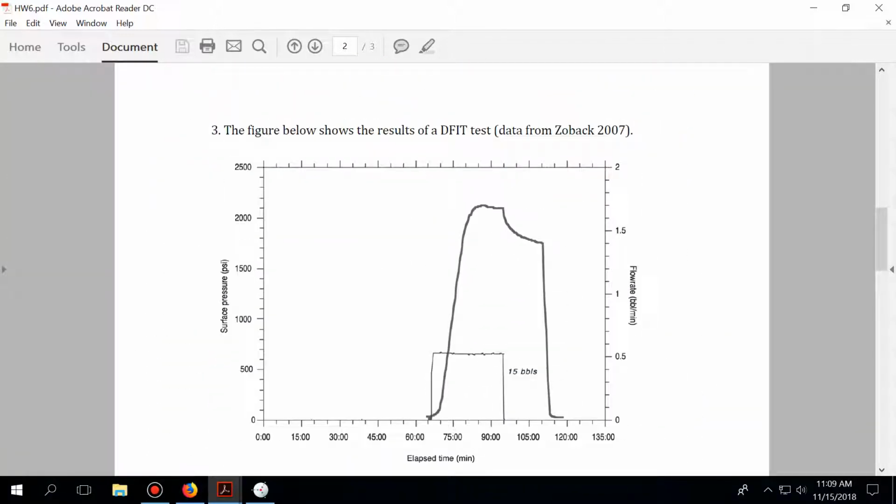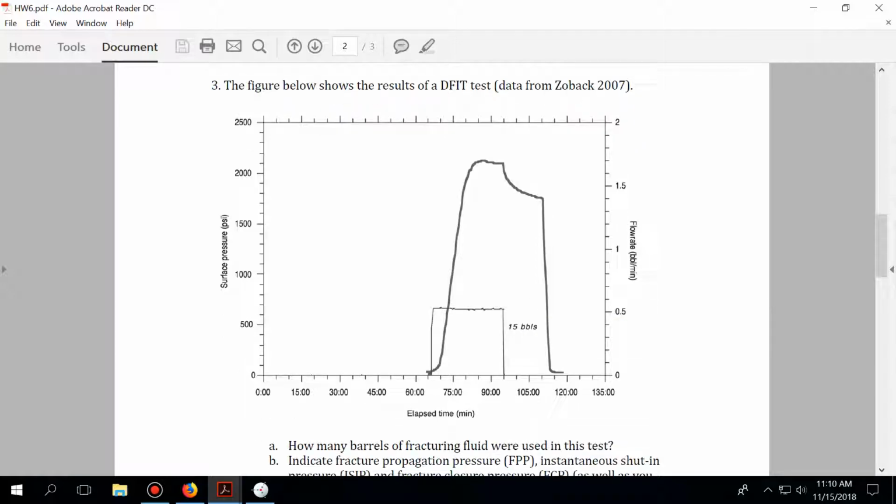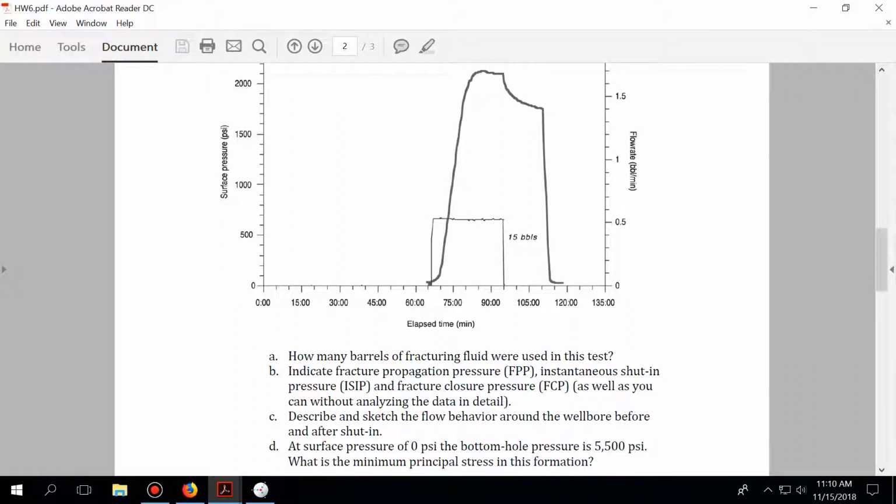This is another DFIT test in which, given some data, you need to interpret this plot, okay? Many times, especially if you're working on hydraulic fracturing, you will see a lot of these tests and a lot of this data. And from here, you need to be able to interpret quickly what's going on, what is the minimum principal stress from this kind of test. It's also a DFIT test.